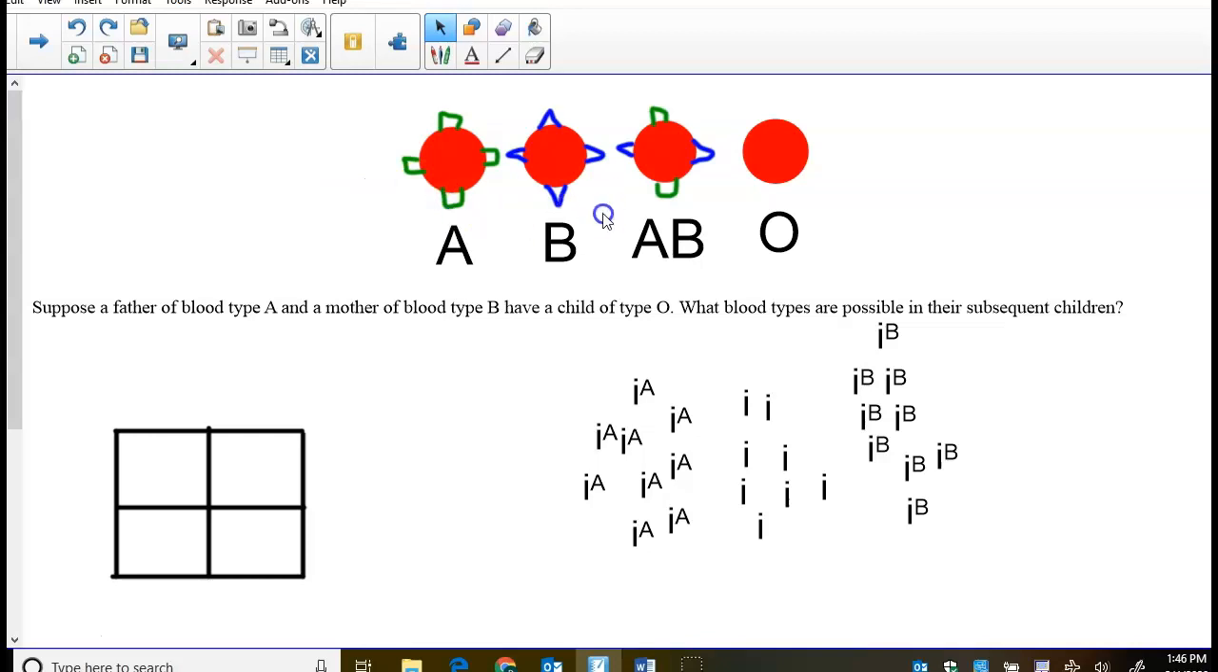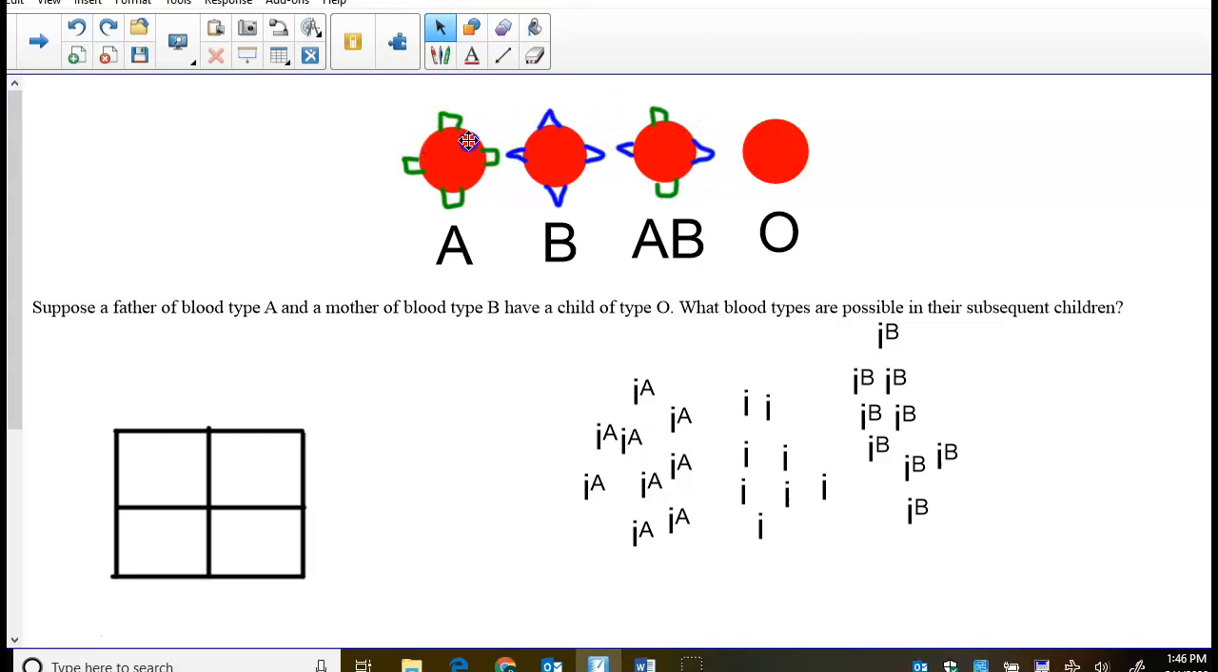Now, on the outside of these, you can see there's a couple different options. On this one, I have these little green boxes. That represents the A antigen. That's the protein on the outside of the red blood cell, which makes it A. B blood has the B antigen on the outside. And then AB is going to have both, and then O is going to have neither.